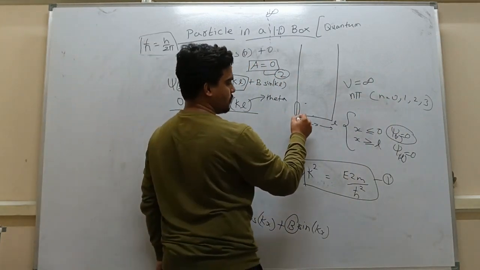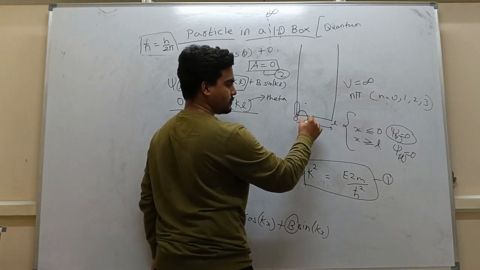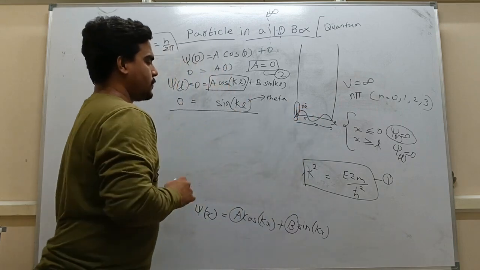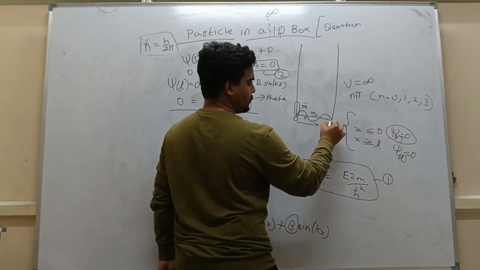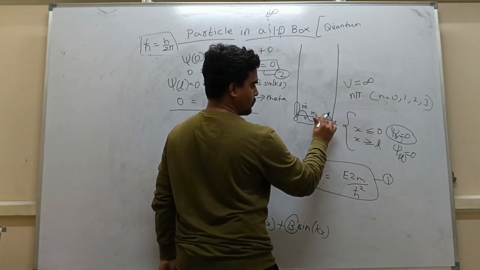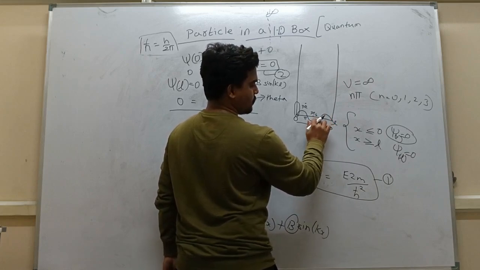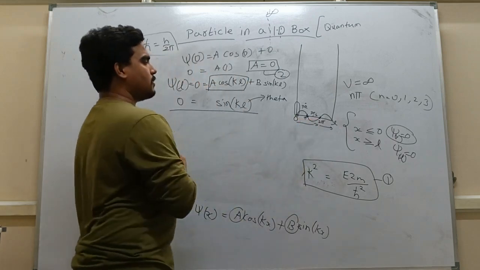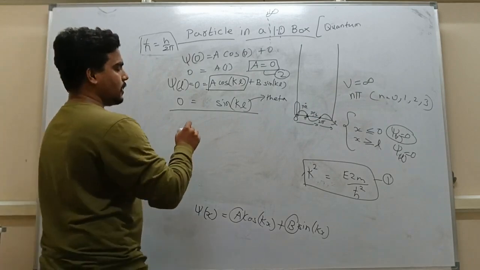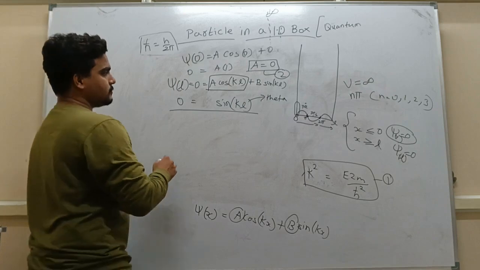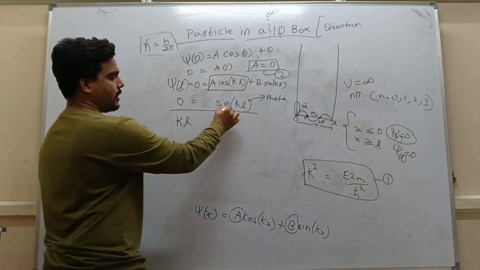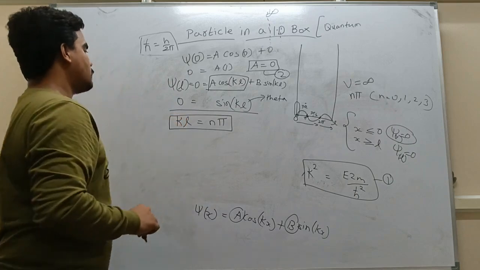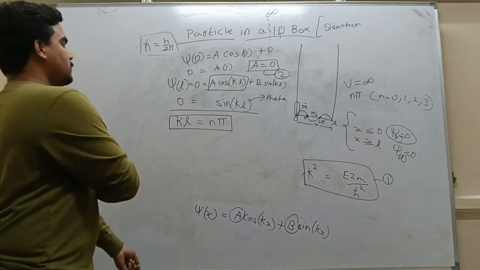That means, suppose this is your wave function. When it is moving like this, this is your 0, this is your pi by 2, this is your pi, then this is your 3 pi by 2, and this is your 2 pi. So only at these positions, only at these nodes, the value of the wave function will become 0, and the value of sine theta will also become 0. So that means your k into L value, the theta value, should be equal to n pi. So this is what we get from here: k into L is equal to n into pi.